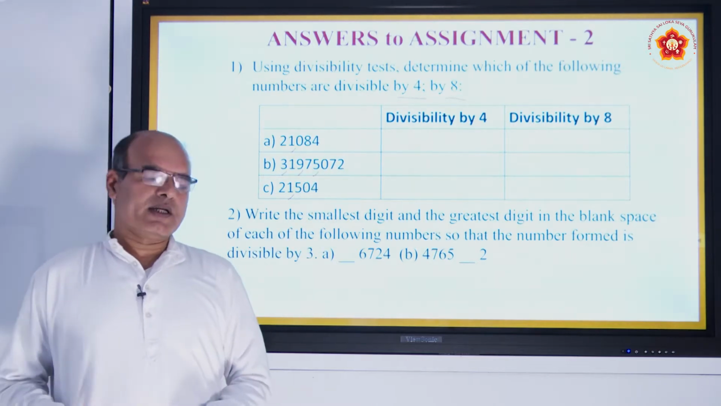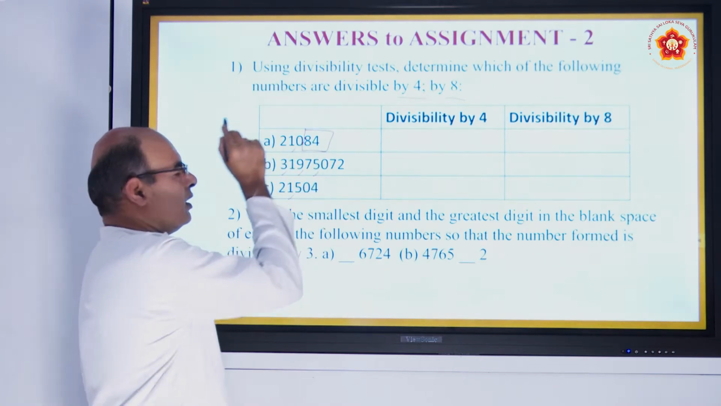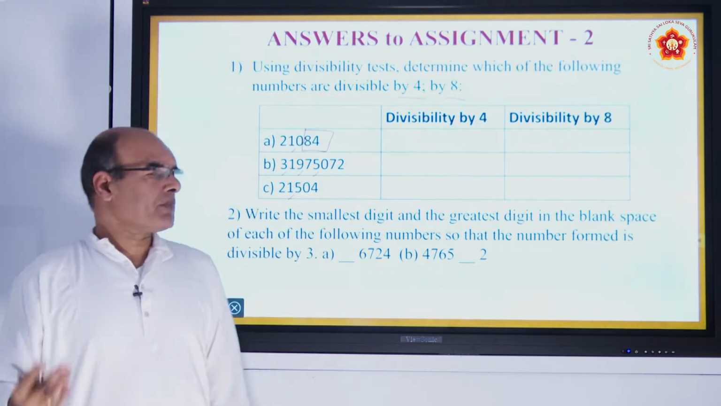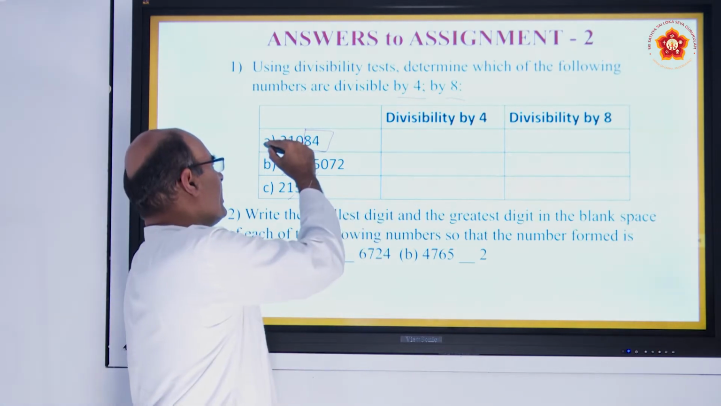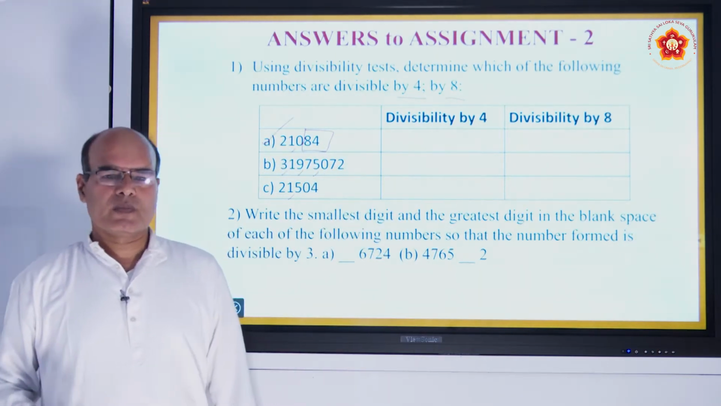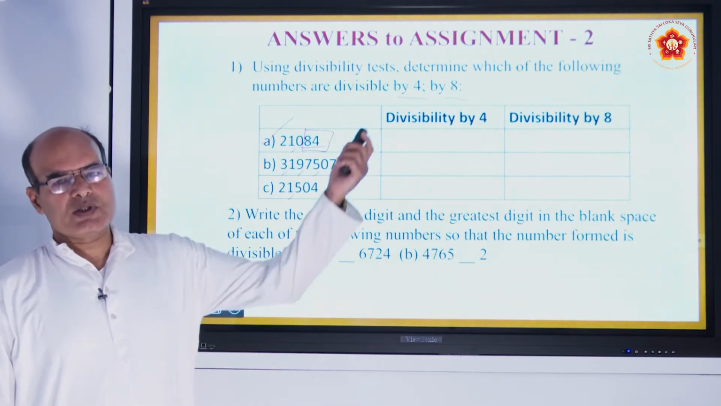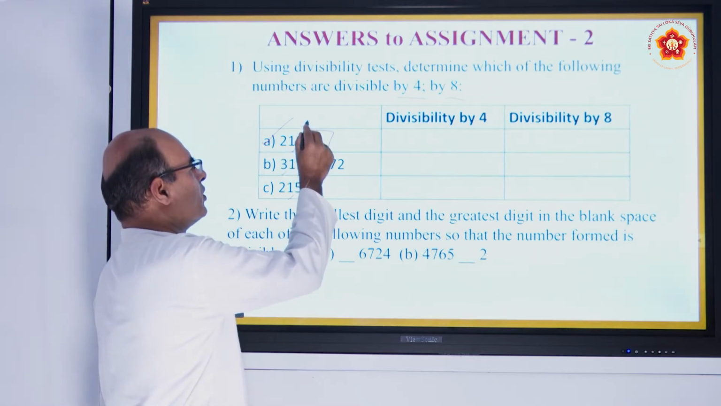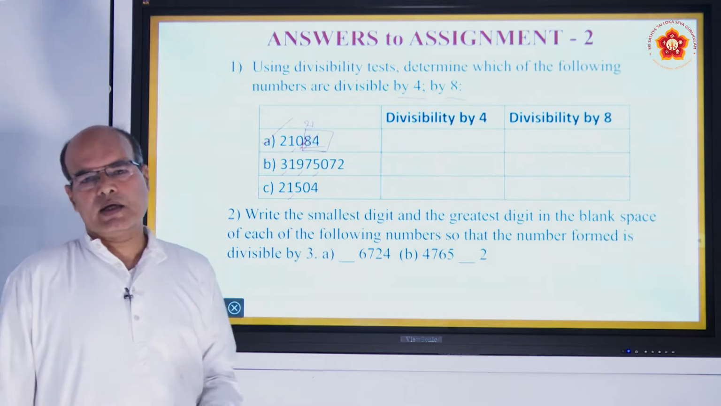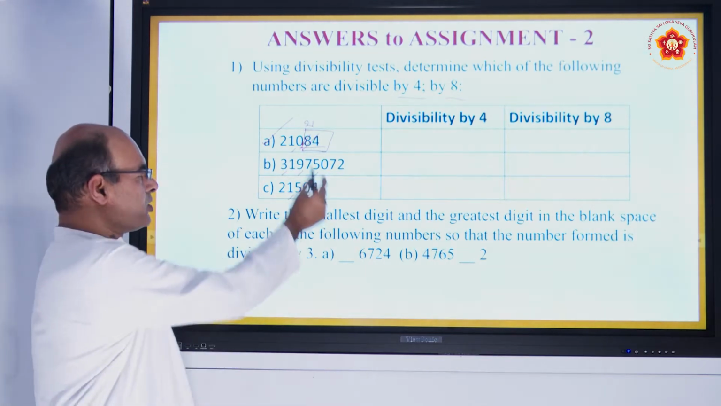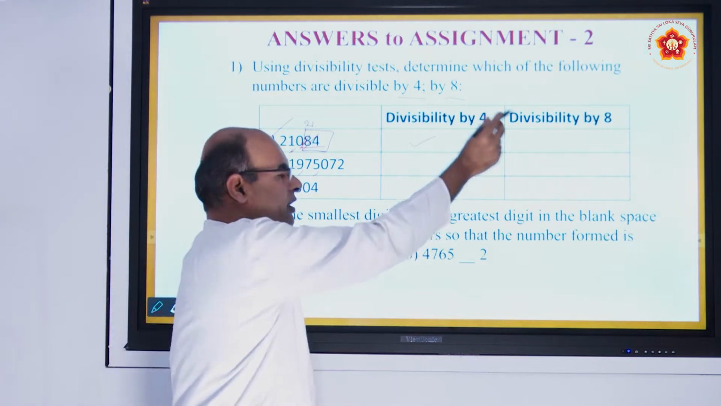Remember the divisibility test for 4. If the number formed by the last two digits, that is the unit place digit and tens place digit, is divisible by 4, then the entire number is also divisible by 4. Here the number formed by the last two digits is 84. So it is divisible by 4. You can divide: 4 2s are 8 and 4 1s are 4. That means 4 21s are 84. The number formed by the last two digits is divisible by 4. Therefore, 21,084 is also divisible by 4.